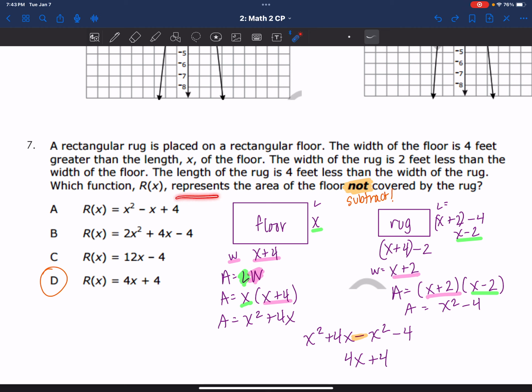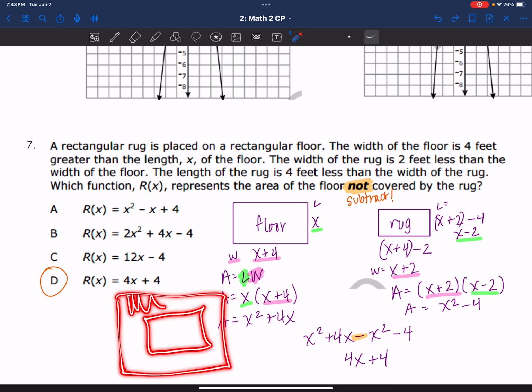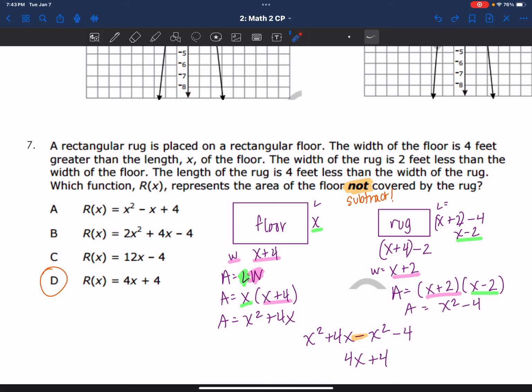Last part says, which represents the area of the floor not covered. So you want to find this part right here, which is what you're looking for. So we want that part. So what you're going to do is subtract, and then when you get that, you'll get 4x plus 4.